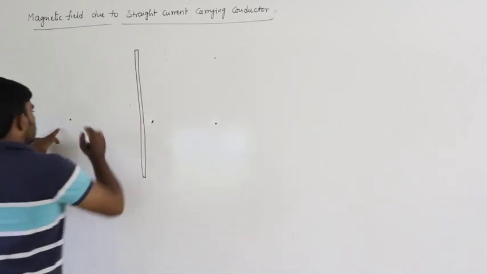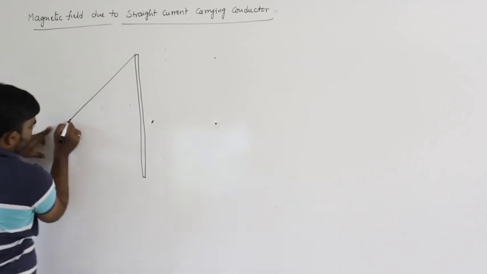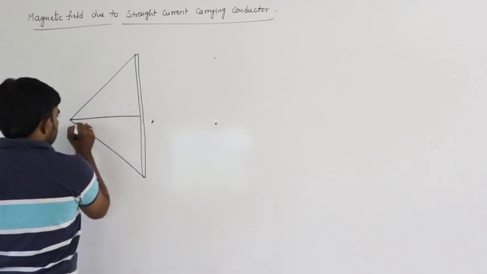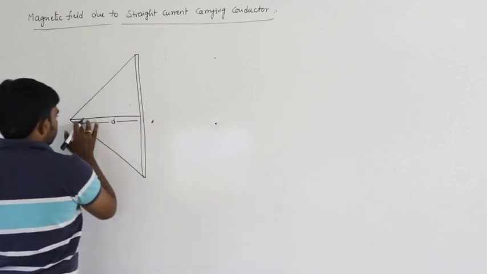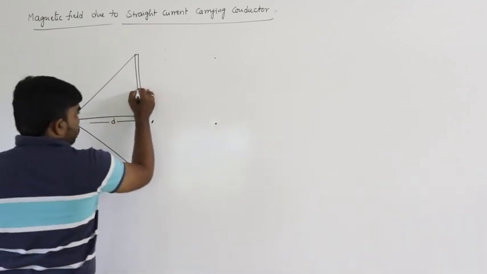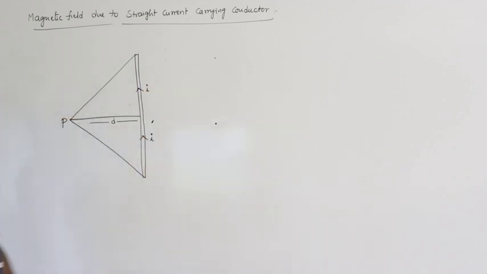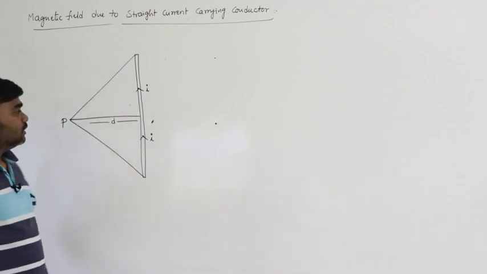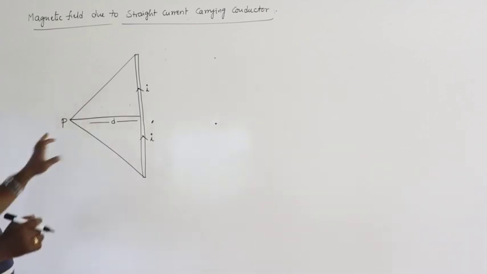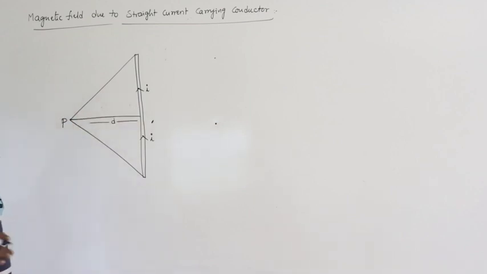this position. So let us say this is the extreme end of the conductor, and the point is at a perpendicular distance d from the conductor. Let us say it's a point P. Here the current is flowing upward, let us say this is the direction of flow of current I. So what is the magnitude of the magnetic field at the point P due to this current carrying conductor? That we have to calculate.